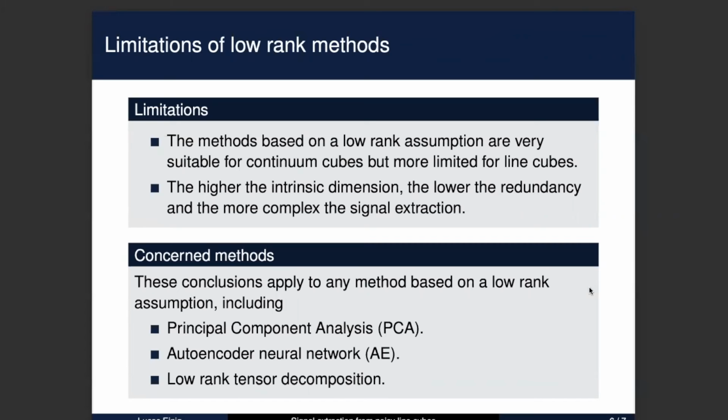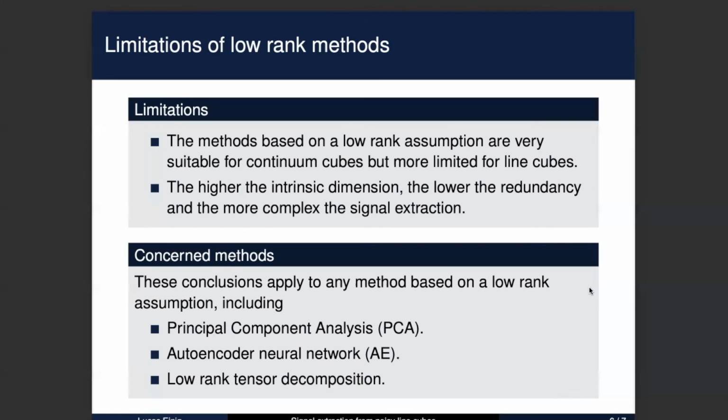And what is really interesting is that this limitation applies not only for encoder neural networks, but for a whole category of methods, which is composed by, for instance, the PCA, principal component analysis, the autoencoder neural network, of course, and the low-rank tensor decompositions. This description applies to these whole categories. But at this stage, what is important is that this simple method that's used for continuum cubes is impossible to use like this for line cubes, but in fact it is not impossible.